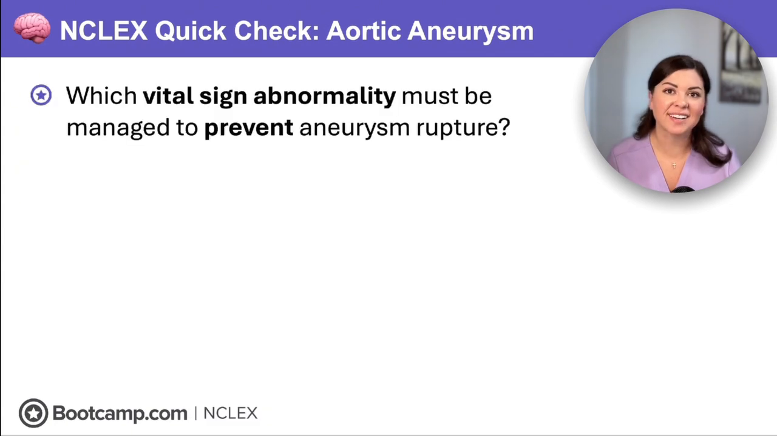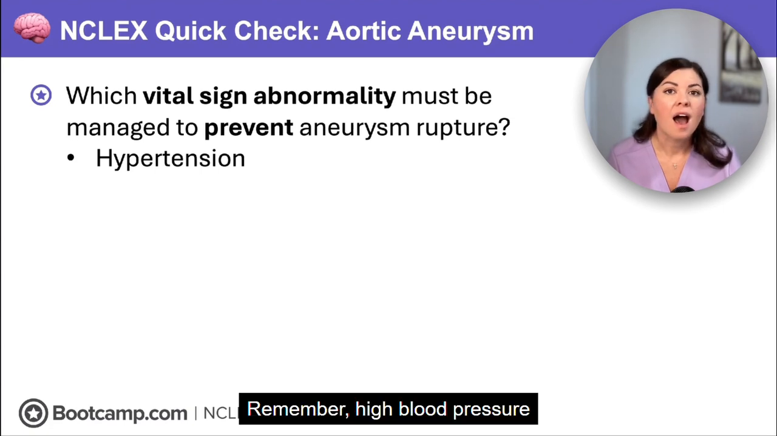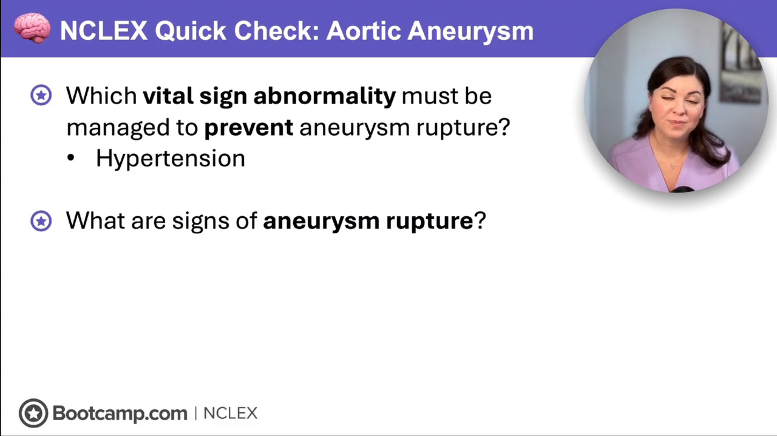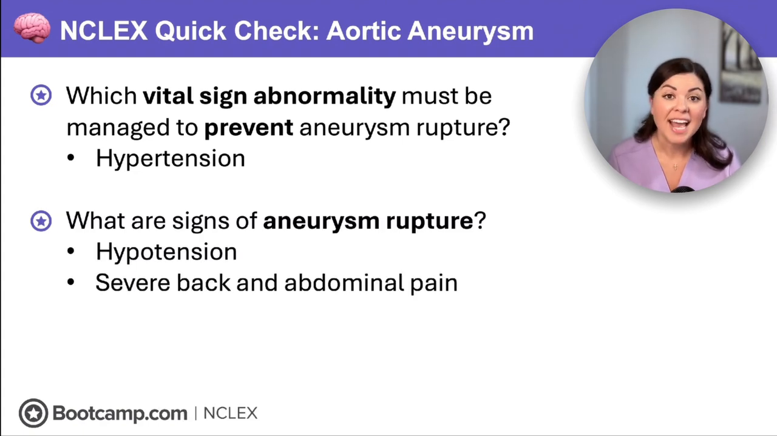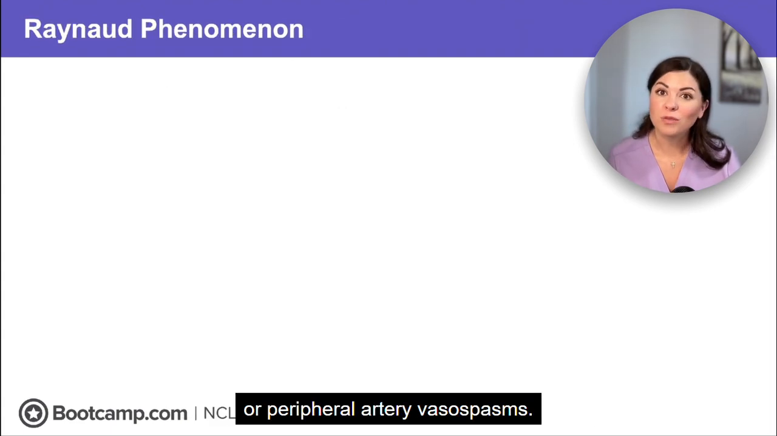So now it's time for our next NCLEX quick check. Which vital sign abnormality must be managed to prevent aneurysm rupture? That's hypertension. Remember, high blood pressure increases tension on the aneurysm wall and increases the risk of rupture. So what are the signs of aneurysm rupture? Well, we'll see signs of shock, such as hypotension and tachycardia, and the client will typically experience severe tearing back and abdominal pain.